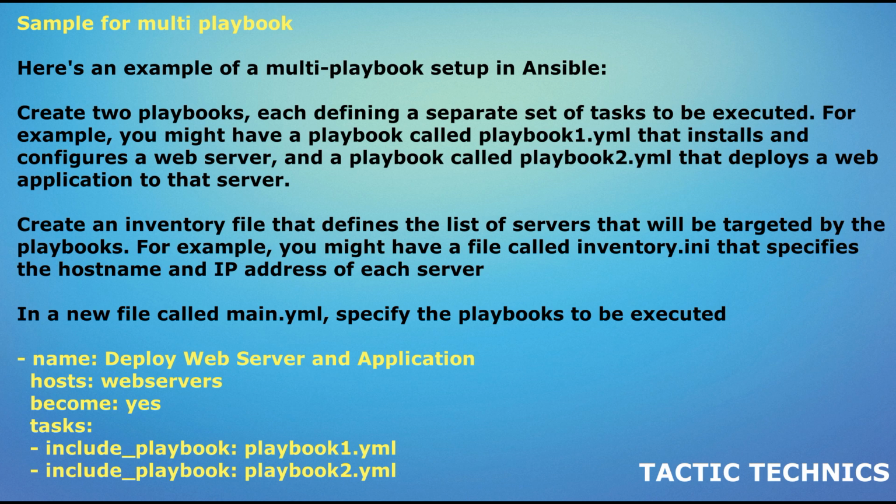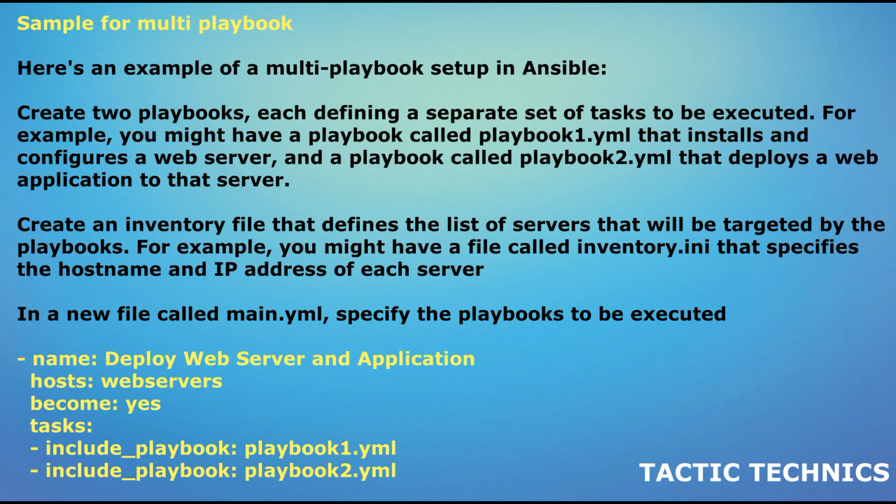playbook2.yml. In this example, main.yml specifies that the 2 playbooks, playbook1.yml and playbook2.yml, should be executed on the servers listed in the web servers group in the inventory file. Run the main.yml file using the command ansible-playbook main.yml -i inventory.ini. This will execute both playbooks in the order specified, deploying the web server and the web application to the specified servers. By using a multi-playbook setup like this, you can organize your playbooks into logical units, making it easier to manage and maintain your Ansible setup over time.